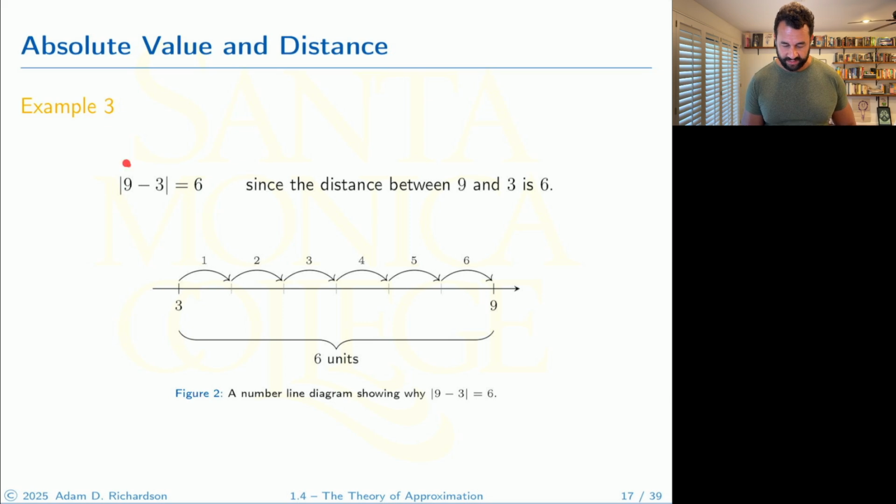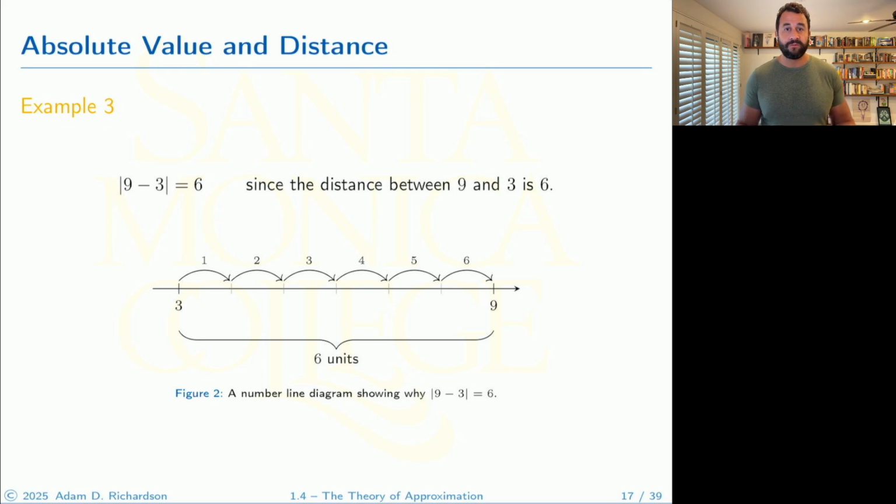So think about it like this. The absolute value of 9 minus 3 is equal to 6 because the distance between 9 and 3 is 6 units. Let's look at the picture here. Here's 3 on the number line, here's 9 on the number line. Let's count how far apart they are: 1, 2, 3, 4, 5, 6. So the absolute value of 9 minus 3 is 6 because the distance between 9 and 3 is 6. That's the idea.